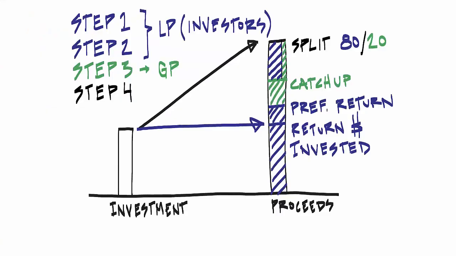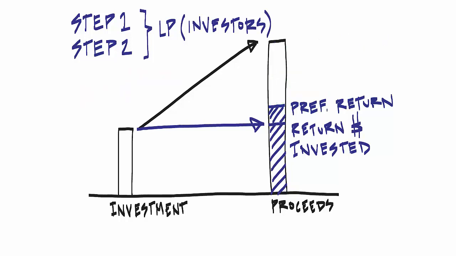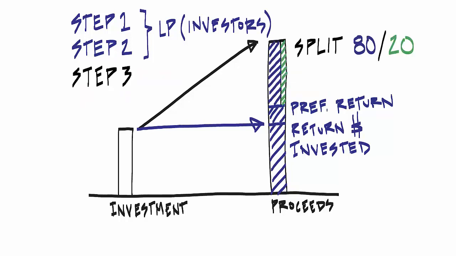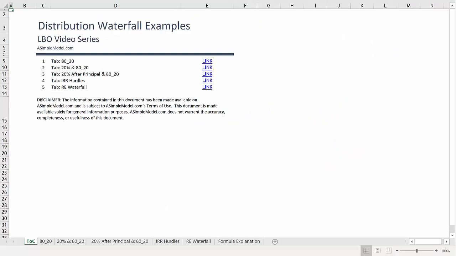So let's look at what we're going to do on tab 1. If this is our ultimate objective, then to get started, what we're going to do to reduce some complexity is eliminate the catch-up and just look at how to calculate the split after we've returned the principal invested and the preferred return to the limited partners. So we'll get started by going to tab 1.